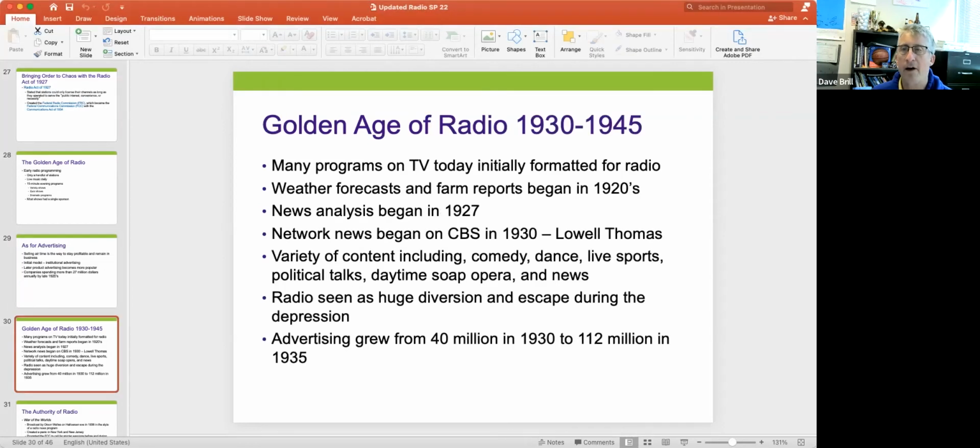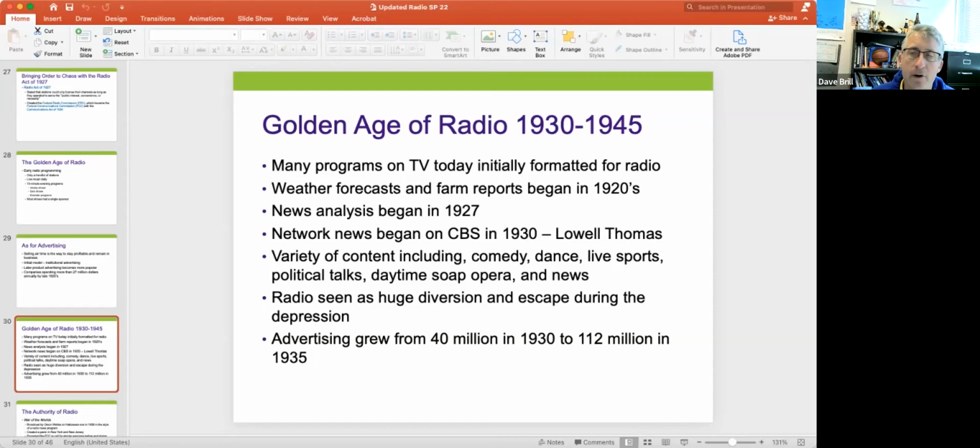All right, this era, by the way, between 1930 and 1945 was called the golden age of radio, okay? So many programs on television today initially got their start in radio. Weather forecasts, farm reports began in the 1920s. News analysis began in 1927. Again, radio was the only game in town at this point, other than if you picked up a newspaper or a magazine. So in terms of being able to actually, when it came to broadcasting, this was it. Television doesn't come along quite yet, right? There was a variety of content, including comedy, dance, live sports, political talk, daytime soap operas, and news.